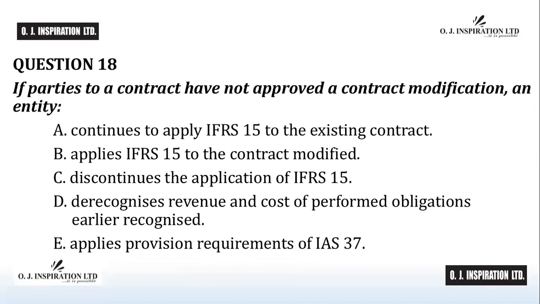Question number 18. The answer to question number 18 is A. Continues to apply IFRS 15 to the existing contract. If the parties to a contract have not approved a contract modification, an entity continues to apply IFRS 15, titled Revenue from Contracts with Customers, to the existing contract. A is the answer to question number 18.